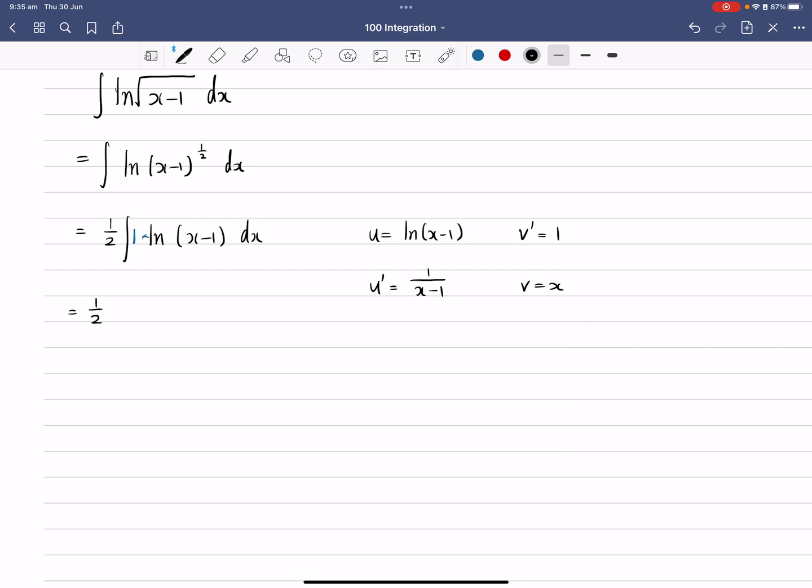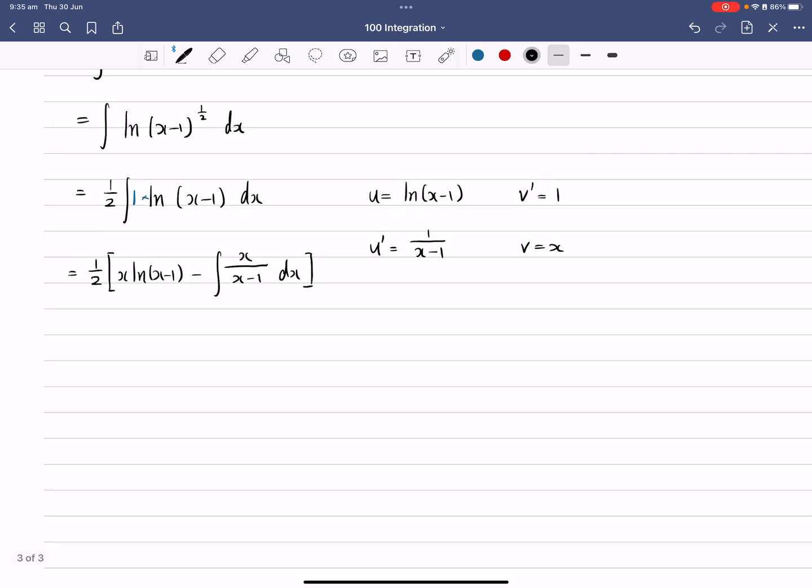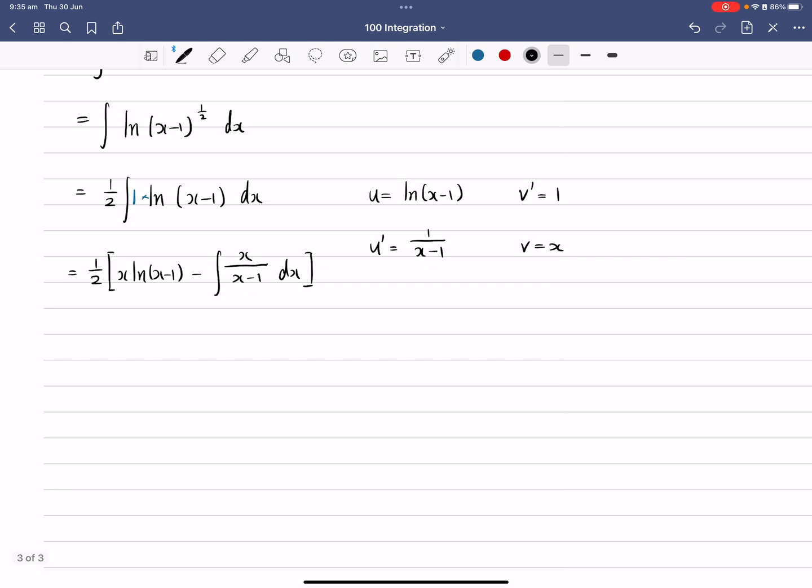All right, so we've got a half, put a bracket, so it's a bit clear. What you have to do is multiply these two together, which is u times v. That should give us x ln x minus 1. All right, subtract. Now we need to multiply these two together. That gives us integrate x over x minus 1 dx. Okay, so now we still need to continue to do this question. You can leave the half outside like this.